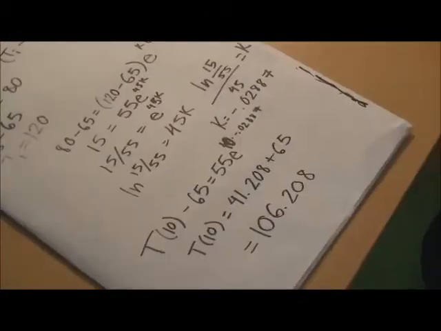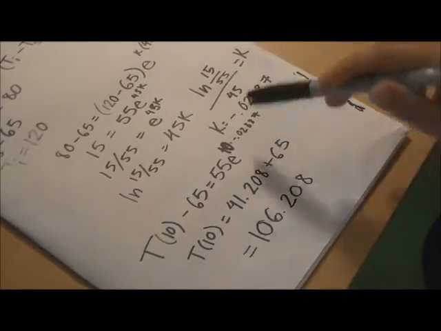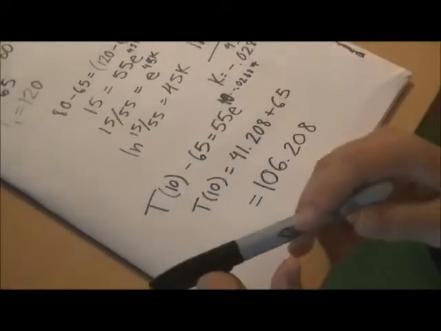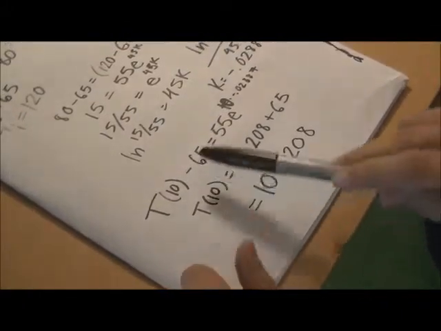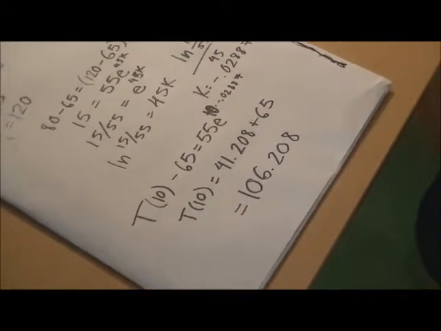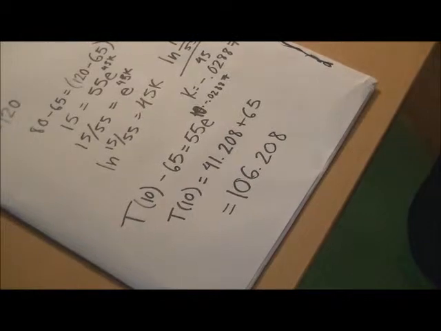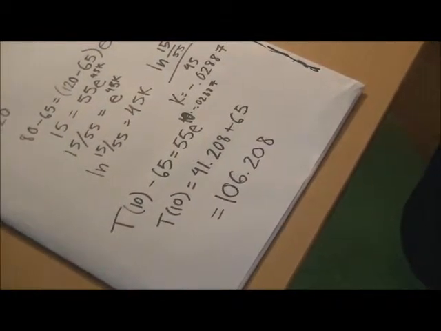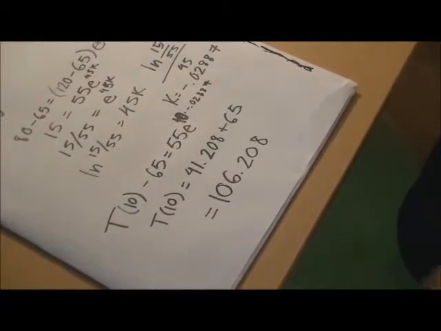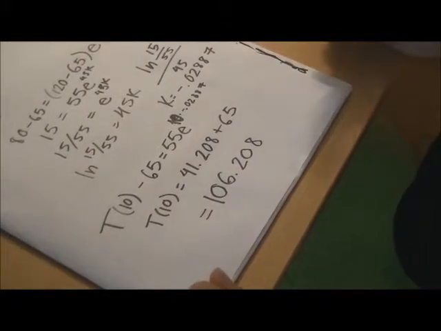Okay. So after we found k, we plugged it into the equation to find t at time 10, and then you simplify, and we found out that after 10 minutes, Tristan is 106.208 degrees Fahrenheit, which I do not believe is actually possible without him dying.